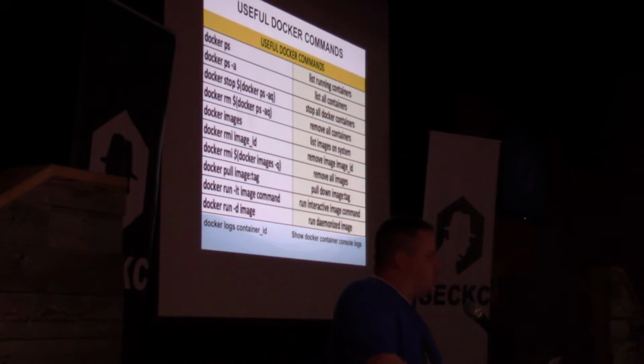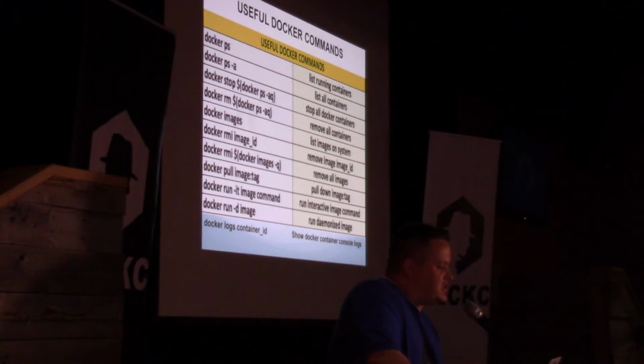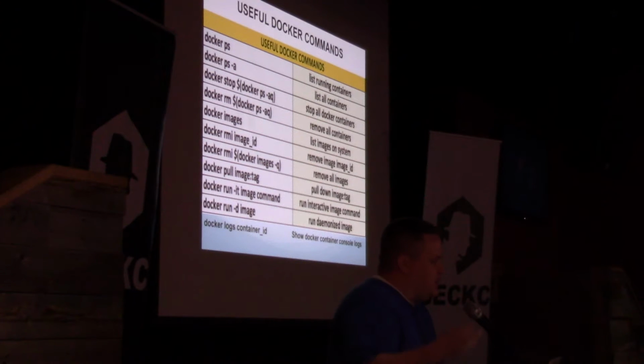So some useful stuff. Docker ps will show you what's running right now. Docker ps -a will show you everything that's running and everything that's exited. Docker stop and then piping in docker ps -aq, it'll get all the container IDs and stop them. And then you can remove them as well. Docker images: if you pull down images, you'll see them in var lib docker and overlay, or whatever your file system driver is, it'll store them there. You can remove the images using rmi and the image ID, a couple other things.